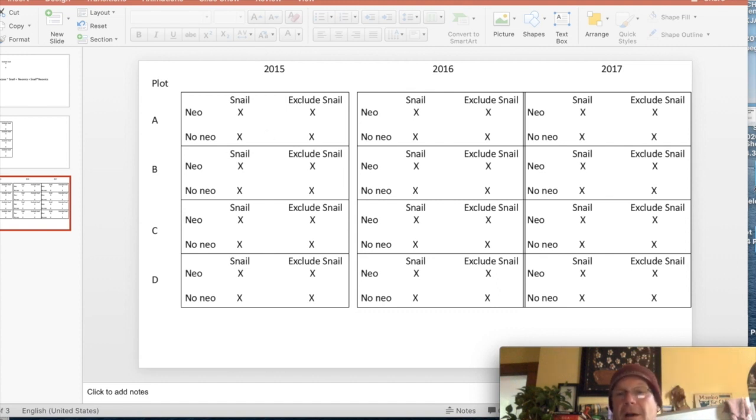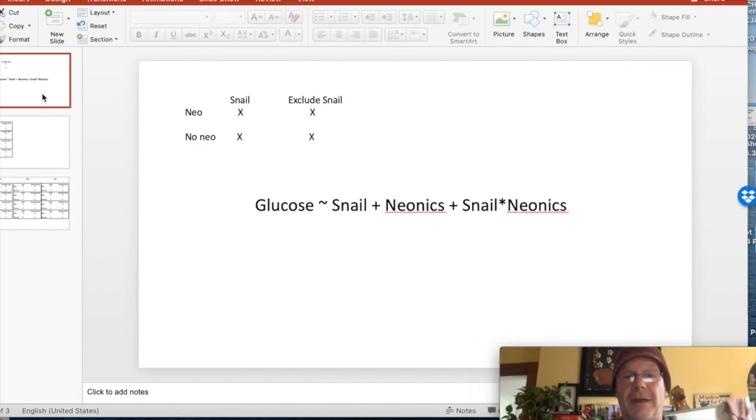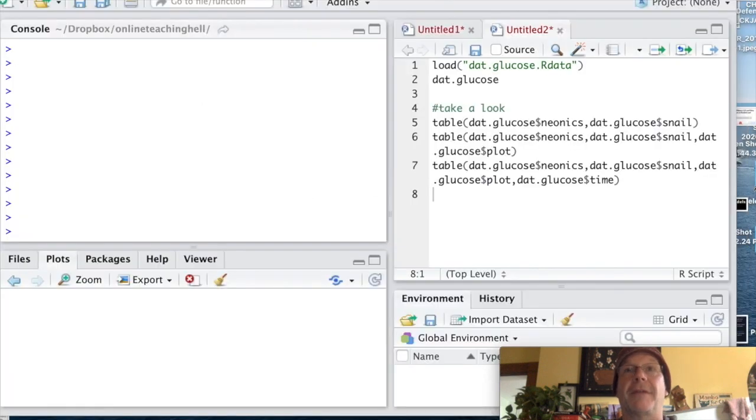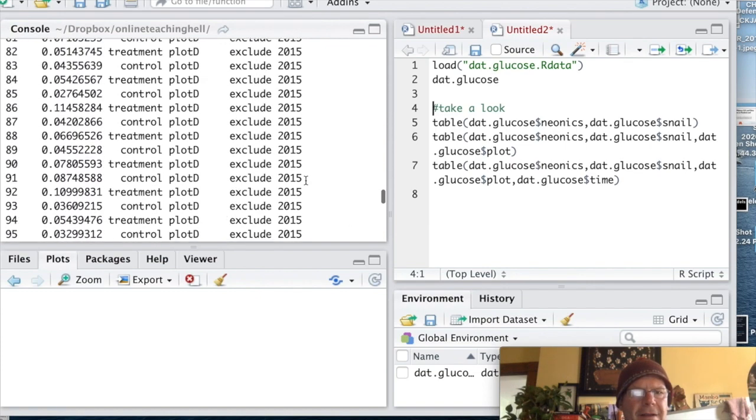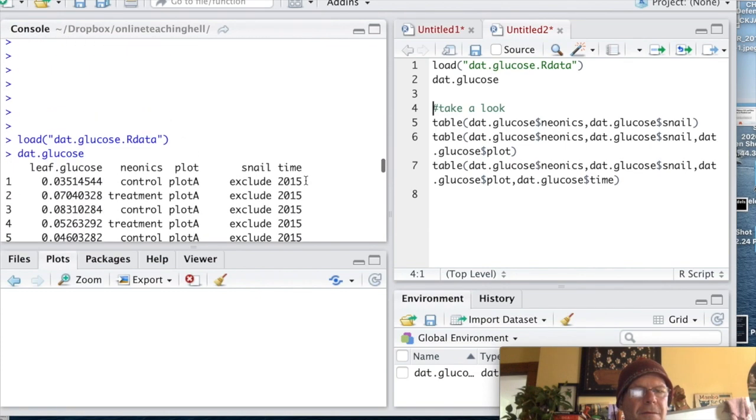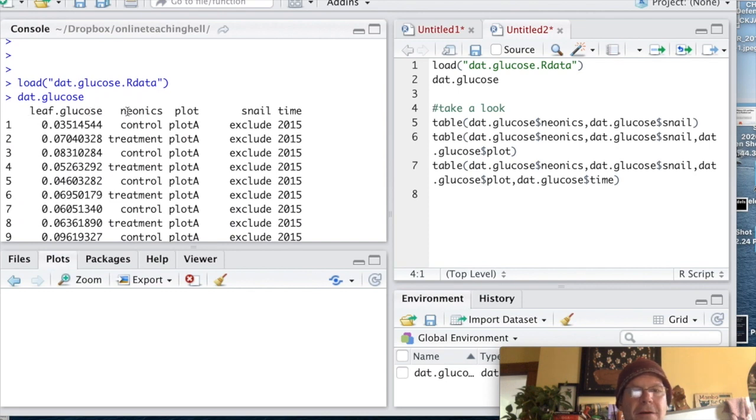Okay. And so now we know where we're at with the data, and our challenge is to develop a model to predict the amount of glucose. So again, that simple linear model, except we're going to want to think a little bit about the error structure. A good habit to get into when you're doing this kind of thing: here are our data. Right there is leaf glucose, we've got neonics, control or treatment, we've got 4 different plots, we have snail, exclude or don't exclude, and we have time, 2015, 2016, and 2017.